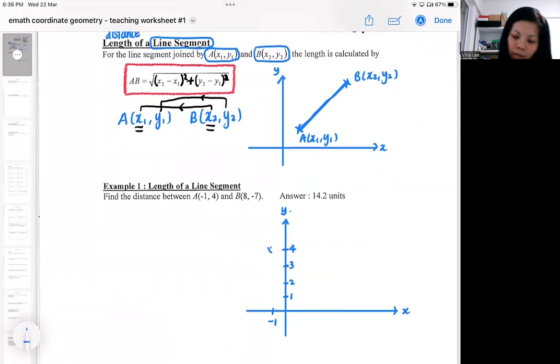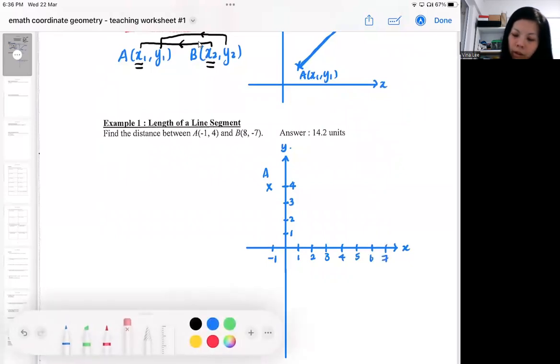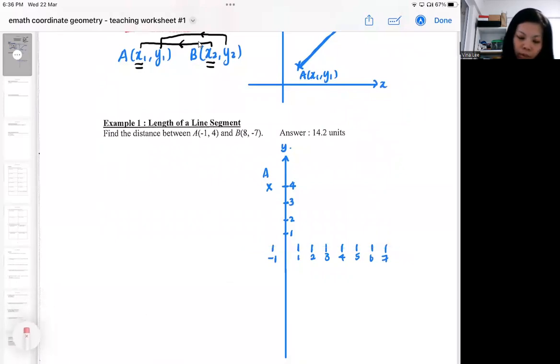So that is the coordinate for A. Coordinate for B, you will need to go until 8 and 8 minus 7. So maybe you got to do a bit of drawing. 3, 4, 5, 6, 7. Okay, so if it's not enough, okay, now we try to draw. So you can see it's very troublesome if you really need to draw.